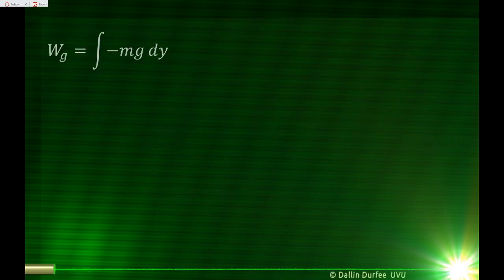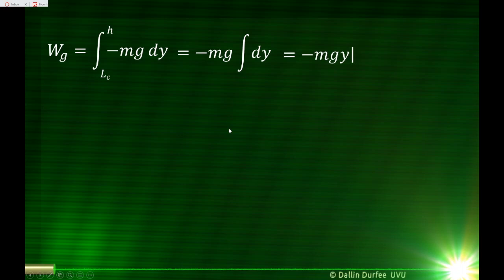Now we need to find the work done by gravity. Well, the work done by gravity is just force dy, and the force is negative mg. And gravity is going to act on the block as it moves from a height of LC, the initial height, all the way up to the final height h. All right? So negative mg is a constant, so that comes out, and it's just the integral of dy. And the integral of dy is just y, evaluated between LC and h, is just going to be negative mg times (h minus LC).